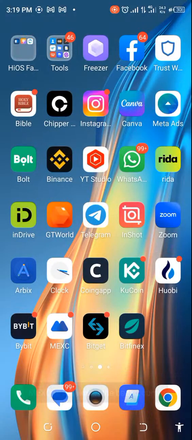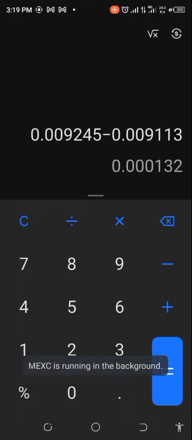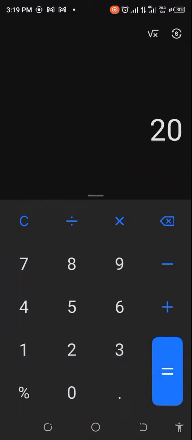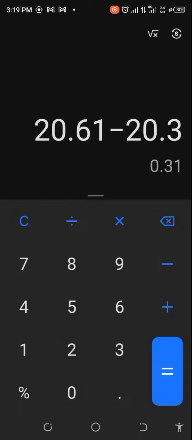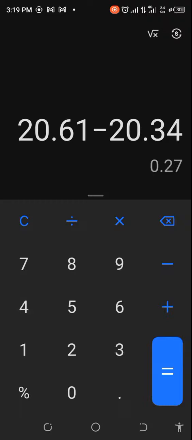So let's go check what our profit margin is. So our profit margin is 20.61 minus 20.34. That's what. So we had 27 cents. So what would we call this particular percentage? So let's look at this. Let's go back to our 20 point.